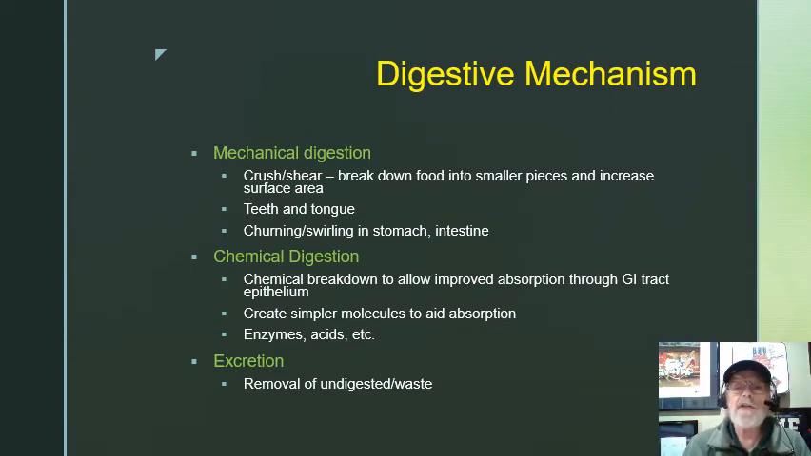We have chemical digestion. Chemical digestion just allows a better absorption because now I'm able to break things down. This is by various things like various enzymes and acids. If we think about the stomach, it has a lot of hydrochloric acid. What does the hydrochloric acid do? It breaks things down to small enough particles, okay?